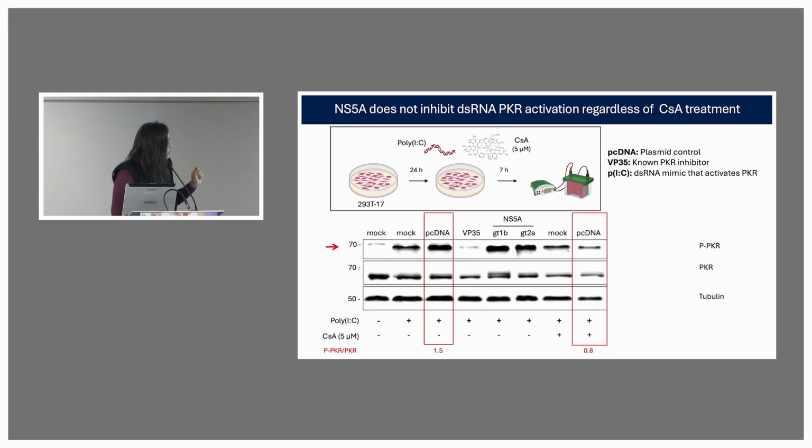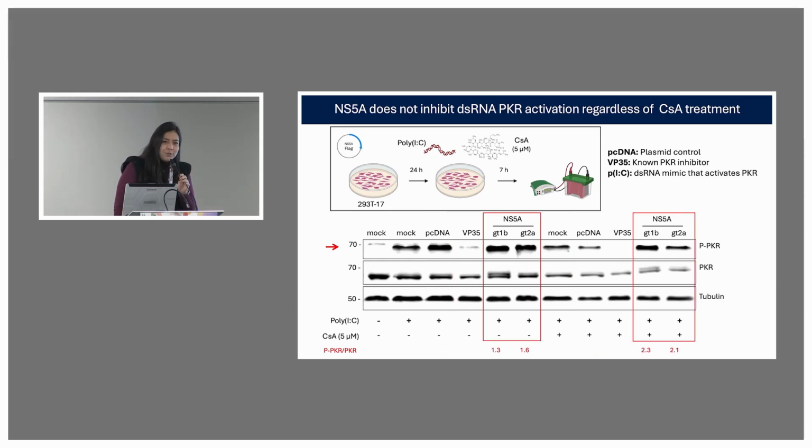What we decided to do next was to transfect our cells with the empty vector and treat with cyclosporine A, and we saw that cyclosporine A was able to reduce PKR activation. You can see it at the very top line. After that, we decided to check what would happen if we had NS5A and cyclosporine A treatment. We saw that in cells expressing NS5A, treatment with cyclosporine A would not reduce PKR activation.